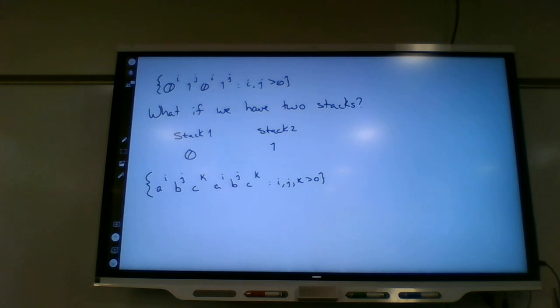Probably do it with 3. Well, so with 3 we could, right? Just keep track of each piece separately. So for sure with 3 stacks. But can we make this work with 2 stacks?